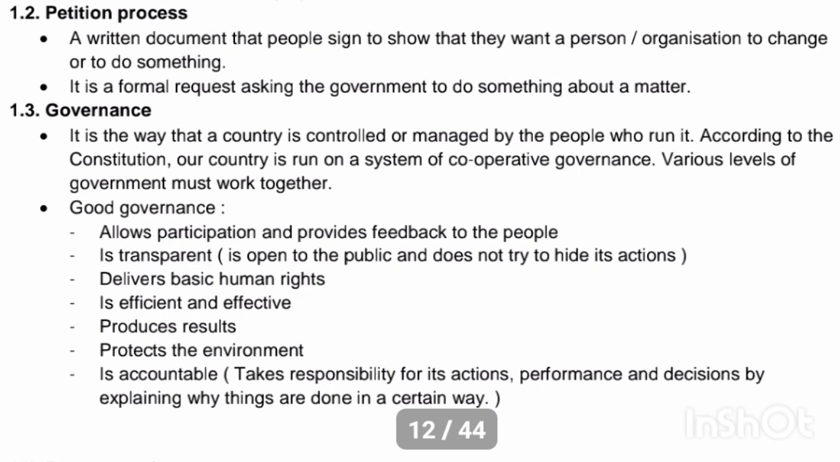Okay, so we're going to move on to representation in the next series.